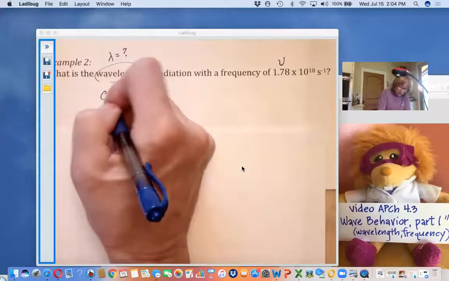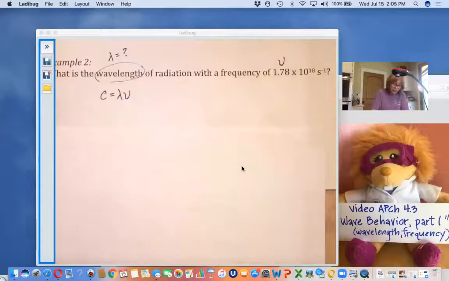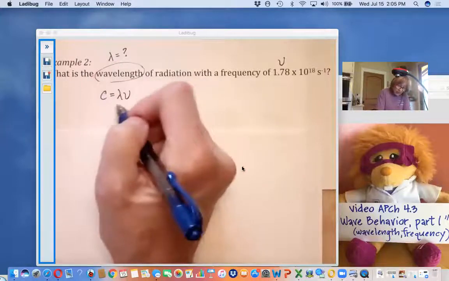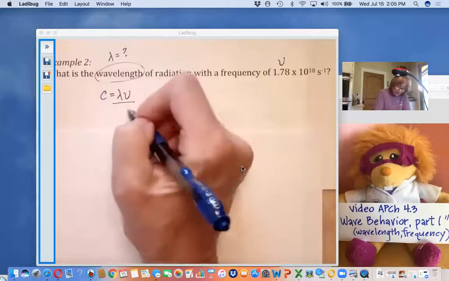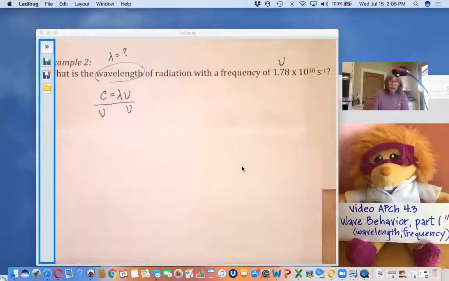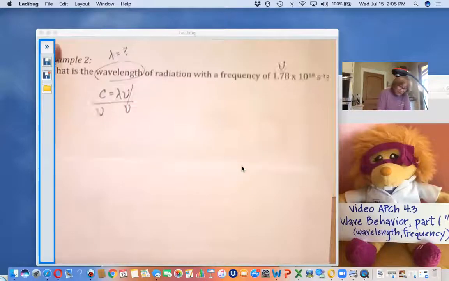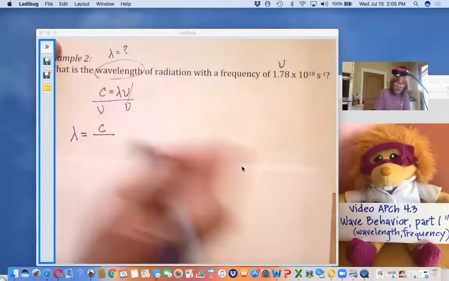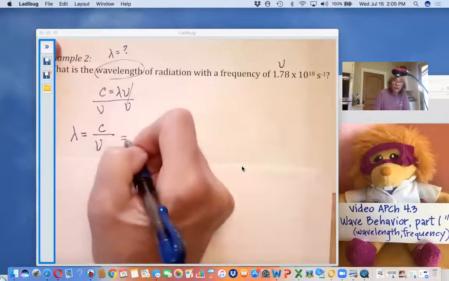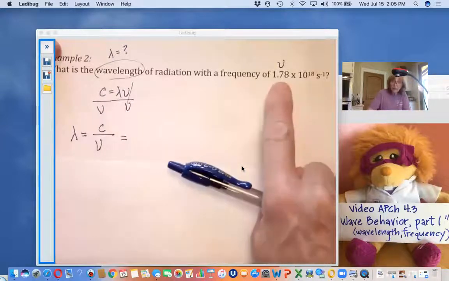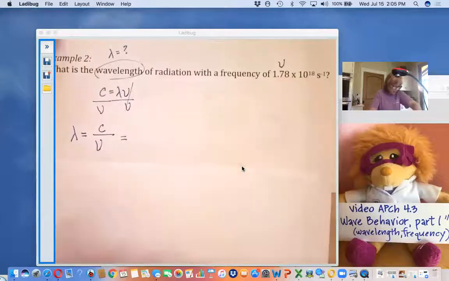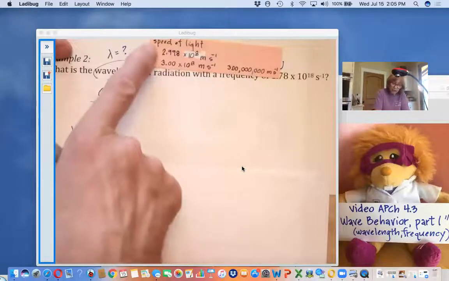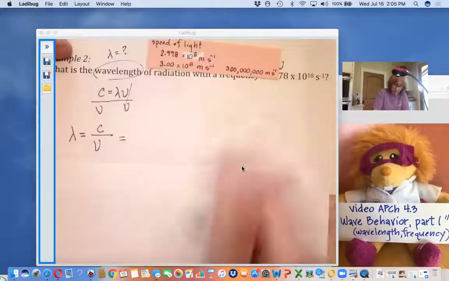My math relationship says that the product of those two is equal to the speed of light. Okay, I am trying to solve for wavelength, so I want to divide both sides of the equation by frequency. And my equation now looks like wavelength equals speed of light constant divided by frequency. Okay, this time my frequency has 3 sigdigs, so I'm going to use this version of the speed of light, although guys, it would never be wrong to use the more precise version.